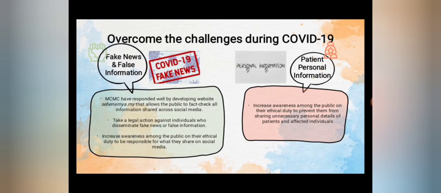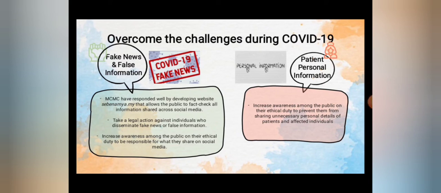Overcoming the challenges during COVID-19 in Malaysia. For fake news and false information, the Malaysian Communication and Multimedia Commission has developed the website sebenarnya.my that allows the public to fact-check all valid information. Besides, individuals who disseminate fake news or false information have been subjected to legal action, and awareness has also been increased among the public on their ethical duty to be responsible for what they share on social media.